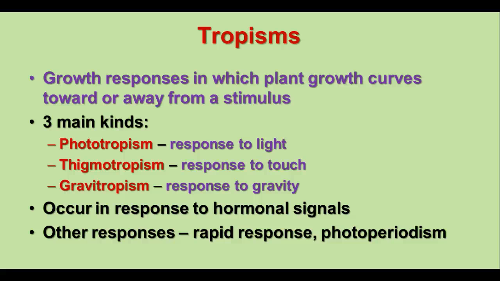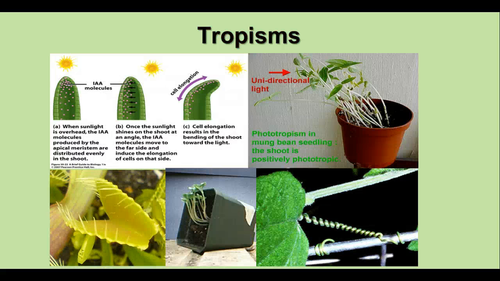There are other responses of plants that are faster responses, like rapid responses, and photoperiodism, that is their response to the changing length of day and night. But these are not growth responses, these are different kinds of responses. Tropisms occur again because of growth. So here we show phototropism.